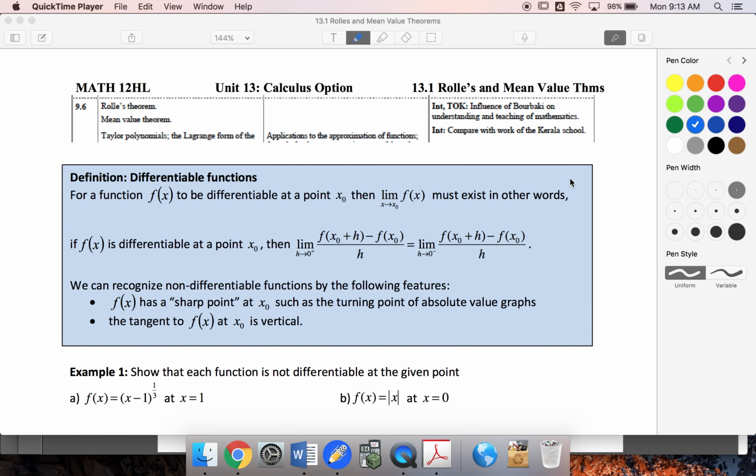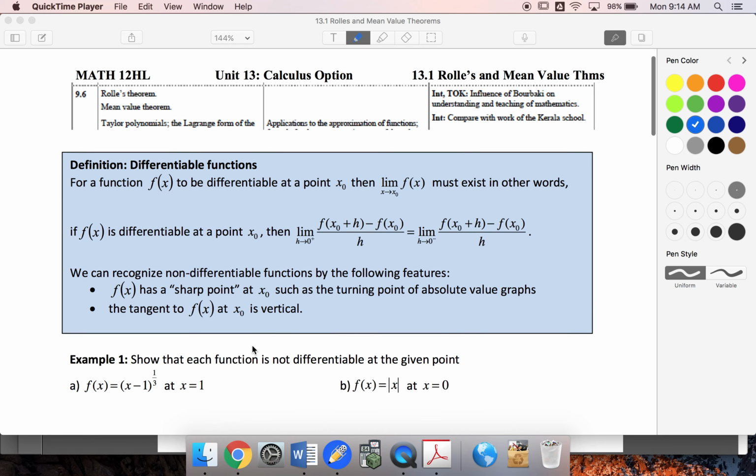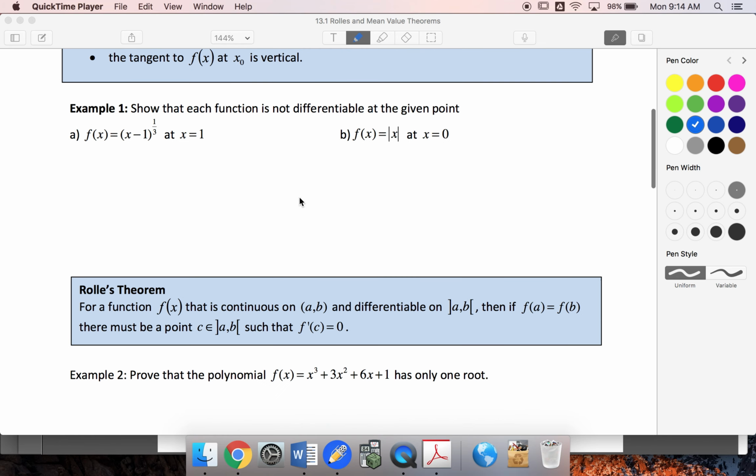So first of all, differentiable functions. If a function is differentiable at a certain point, then that limit as x approaches that point must exist. So really what that means is that our left limit has to be equal to our right limit. This one's the right limit, this one's the left limit. If I'm looking at a graph, then I can see non-differentiable functions by sharp points, like in absolute values, or vertical tangents. So I have examples of each of those here.